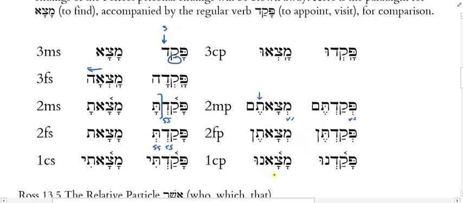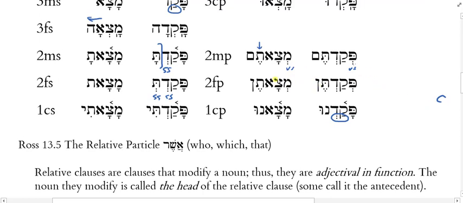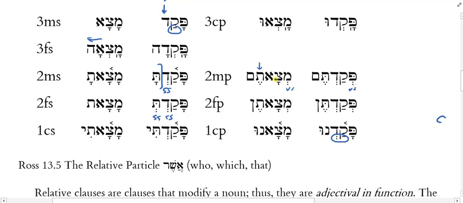And then matzanu is we found, like pakadnu, except we have root 3. Here it has the silent shva to pathak, aleph quiesced, compensatorily lengthened. Pathak becomes a kametz here. Matzanu, we found. Alright, so it's fairly easy. Even if you don't remember that dagesh lene can go away with these forms, these tavs, you can still identify who is the subject of the verb by the personal ending. It's still similar enough that you shouldn't have any problem at all.